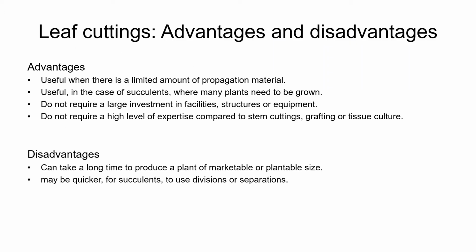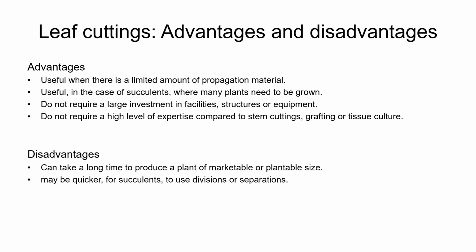Leaf cutting techniques can be useful when there's a limited amount of propagation material available, or in the case of some succulents, when hundreds or even thousands of plants need to be grown. Another advantage of leaf cuttings is that in general, they don't need a large investment in specialized structures or equipment. In addition, many leaf cuttings are relatively simple to prepare, and you don't need as much expertise as some other methods of propagation, such as stem cuttings, grafting, or layering.